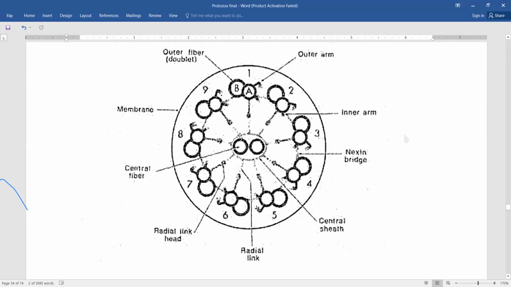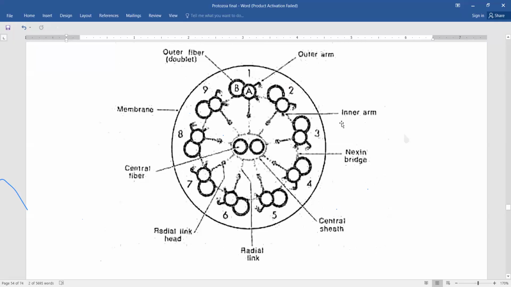So this structure constitutes the central fiber. Here this is A, this is B. Out of such doublets, 9 are present and 2 singlets are present. This is called 9 plus 2 arrangement in flagella. And on A of each doublet, a pair of an inner arm and outer arm are present. They are made up of a protein called dynein.